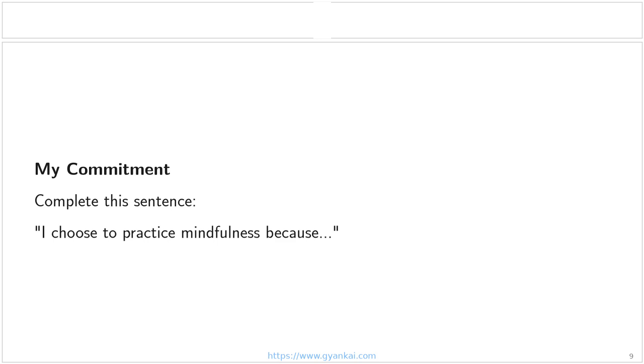Notice the word choose. This matters because mindfulness is most powerful when it becomes a personal decision, not just an assignment. Your statement should reflect what is true for you. It may mention your wish to feel calmer, focus better, understand yourself more clearly, or respond to life with greater balance. Keep your sentence simple, honest, and specific. This is not just a line to complete. It is a reminder of the person you are becoming and the values you want to live by. In the final slide, you will learn how to keep this plan alive over time.